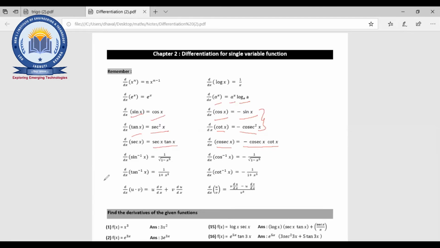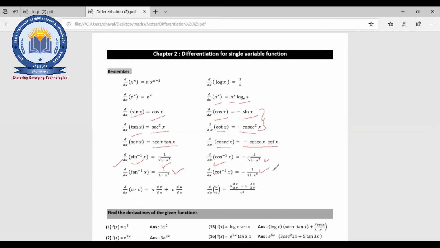Now these are for the inverse ones, right? That means d by dx of sine inverse x. So you can write it as 1 upon under root 1 minus x square. Cos inverse x is minus 1 upon under root 1 minus x square. In that way, right? Tan inverse x is 1 upon 1 plus x square. Cot inverse x is minus. Whenever it is a C, your answer will have a minus one. Okay, fine.